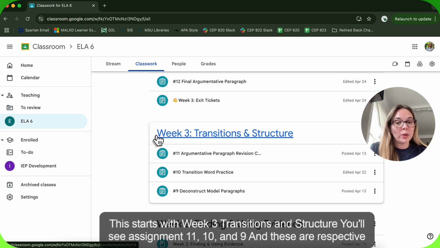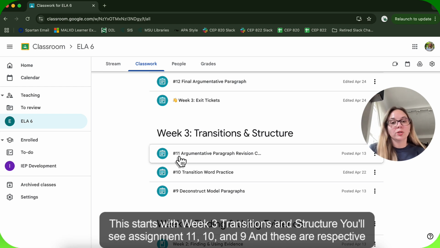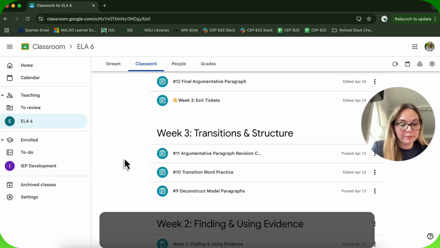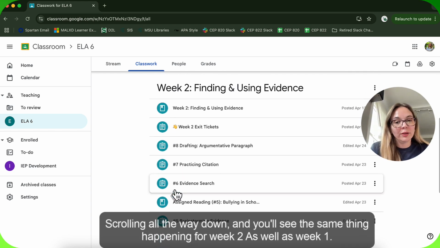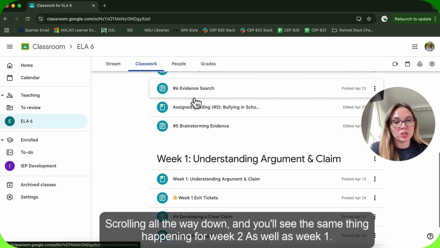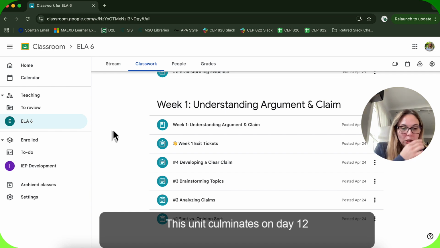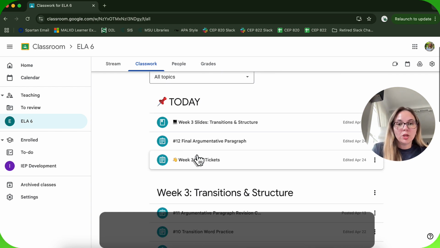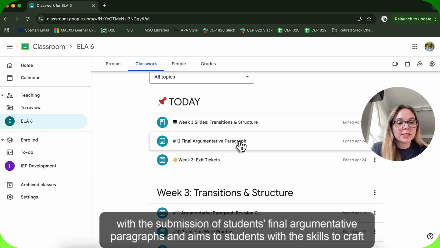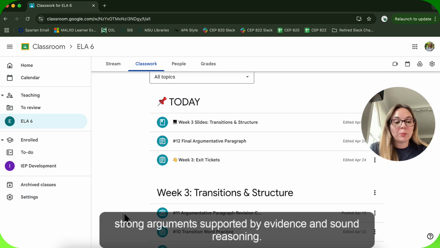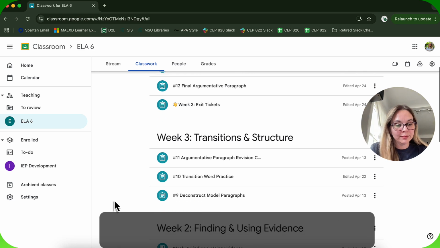This starts with Week 3, Transitions and Structure. You'll see assignments 11, 10, and 9, and these are respective to days 11, 10, and 9 of the unit. Scrolling all the way down, and you'll see the same thing happening for Week 2, as well as Week 1. This unit culminates on day 12 with the submission of students' final argumentative paragraphs and aims to equip students with the skills to craft strong arguments supported by evidence and sound reasoning.